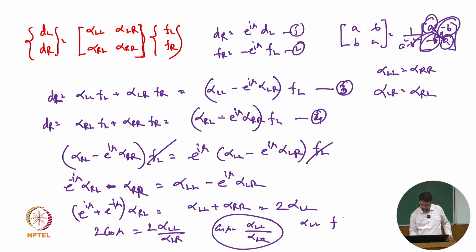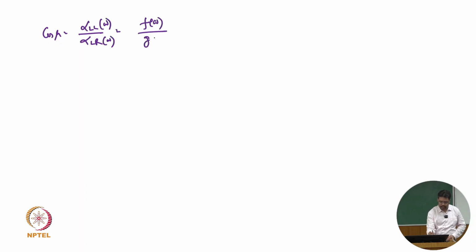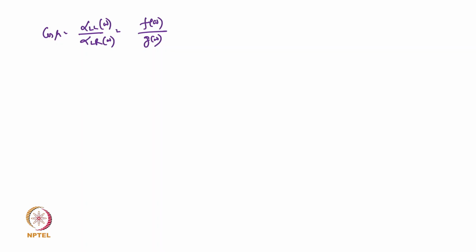Alpha LL is also basically a function of omega, and alpha LR is also a function of omega, maybe that is g of omega. So what it is actually giving, we are getting cos mu equal to alpha LL divided by alpha LR, which both are functions of omega. So we can get it in terms of f of omega divided by g of omega. So this is nothing but your dispersion relation. If you think, we are getting mu in terms of omega, what we have done before also, but this is a different way of looking at the same thing we have done previously.